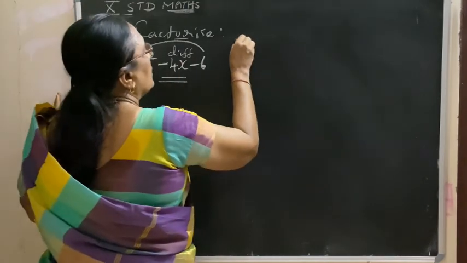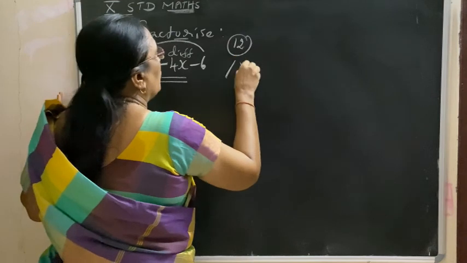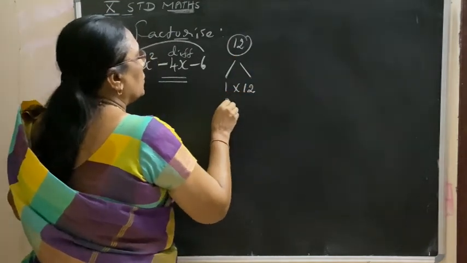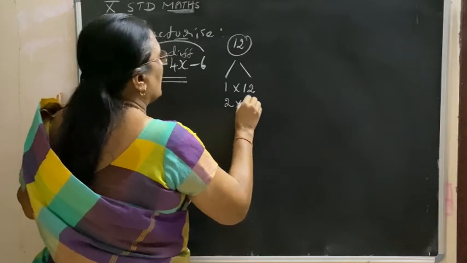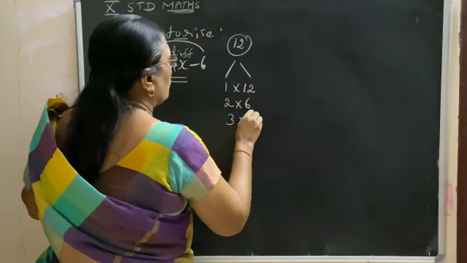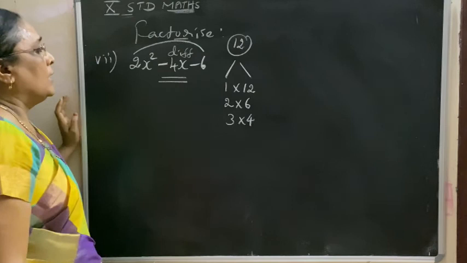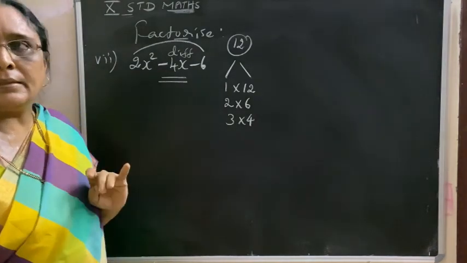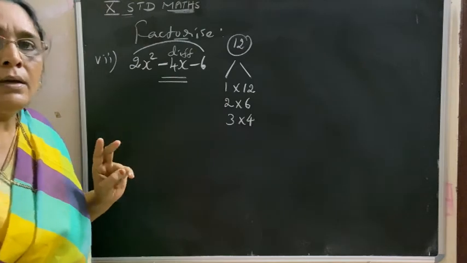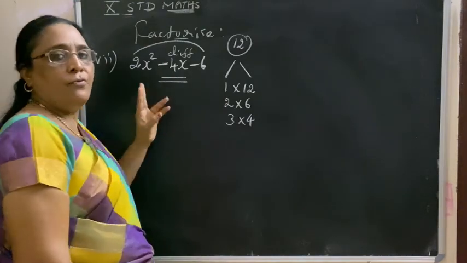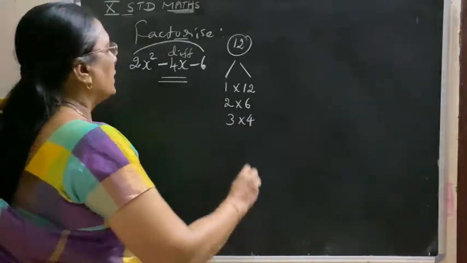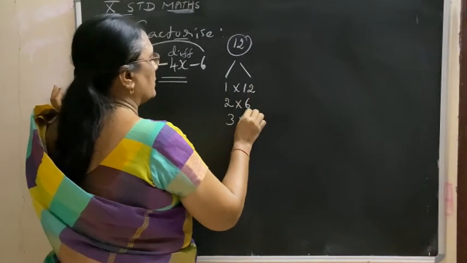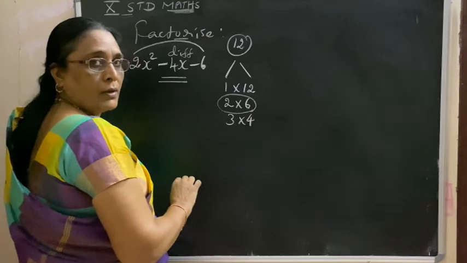6 2s are 12. Now you write the multiples of 12. 1 12s are 12, 2 6s are 12, 3 4s are 12. Then you have to get the difference. Difference means subtract the numbers. Subtraction of the two numbers, you have to get the value as 4. Okay? Here, the difference 6 minus 2 will give you 4.